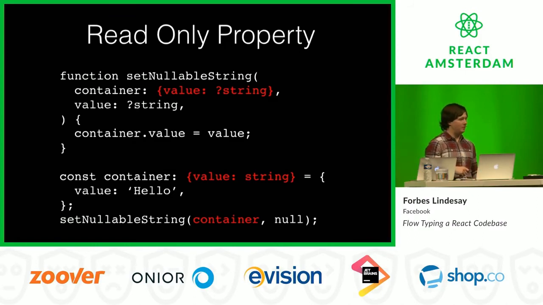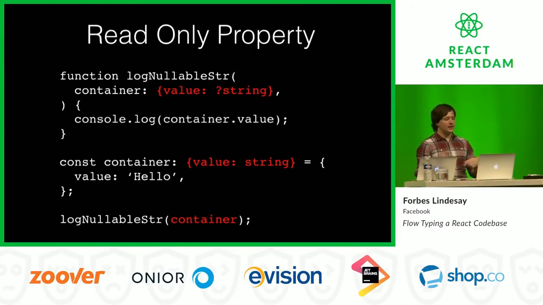If we have an object that has a value property that's mutable, if you update that value, then you could be writing null to it. So Flow won't let us pass in an object with a value of type string into a function that expects an object with a value property that's a nullable string. You can see the same thing. If we were only reading that value, then that's not a problem. If we're just logging the value, then why should this be a problem? But Flow's still going to complain because Flow doesn't know we're not updating that value.